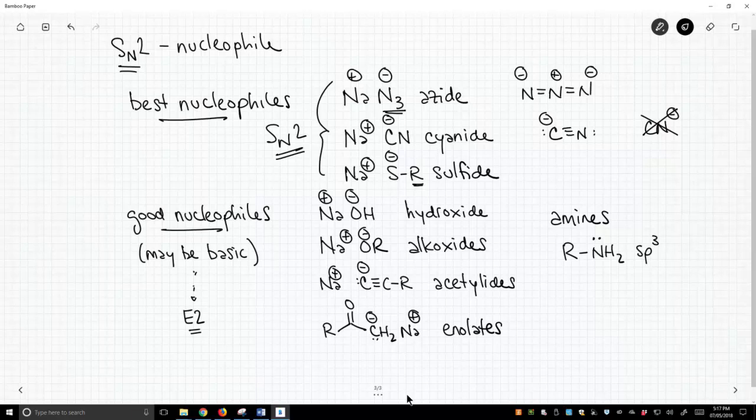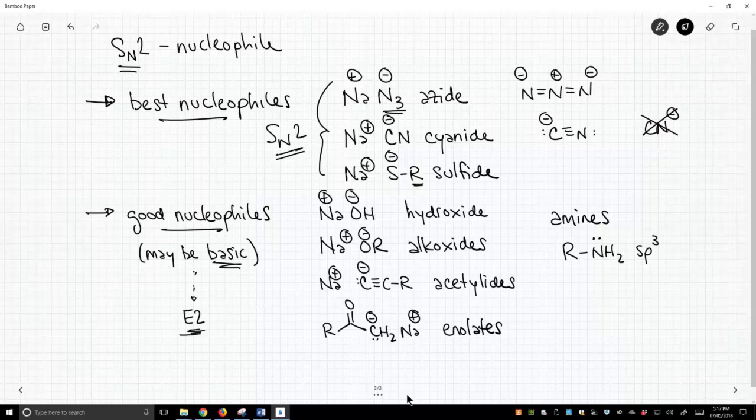So there are really great nucleophiles, and these are the top three, and these are slam dunk. They will always do an SN2. If it's possible, they'll do it. The good nucleophiles often are a little bit basic, and they will try to do an SN2 reaction, but they can also involve an E2.